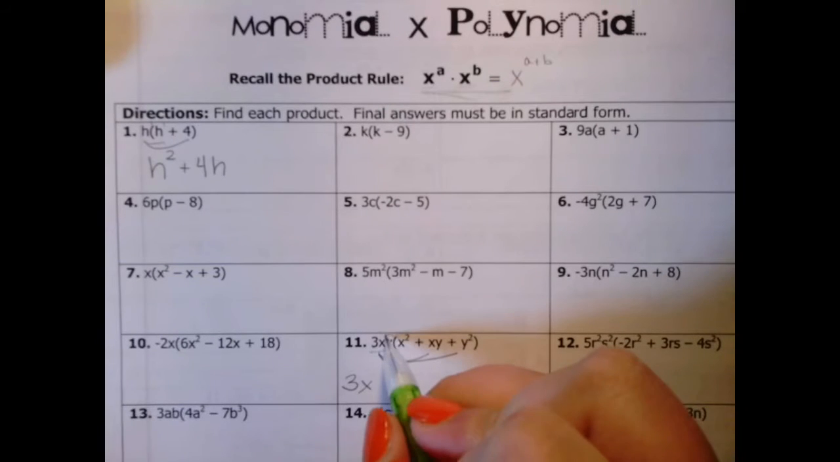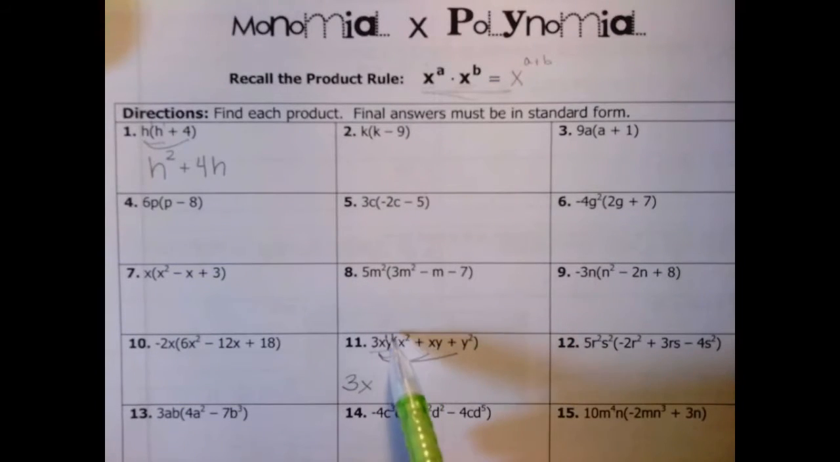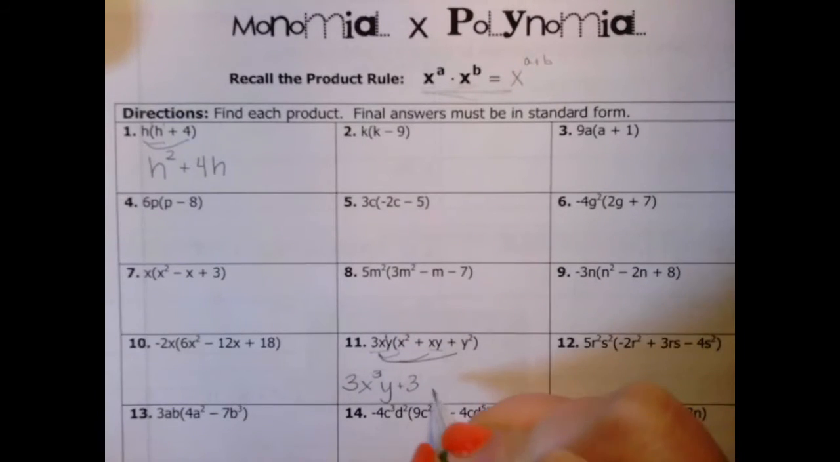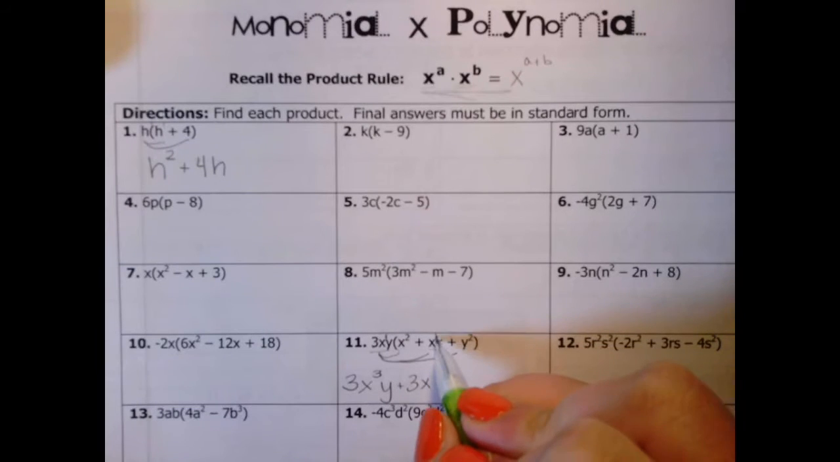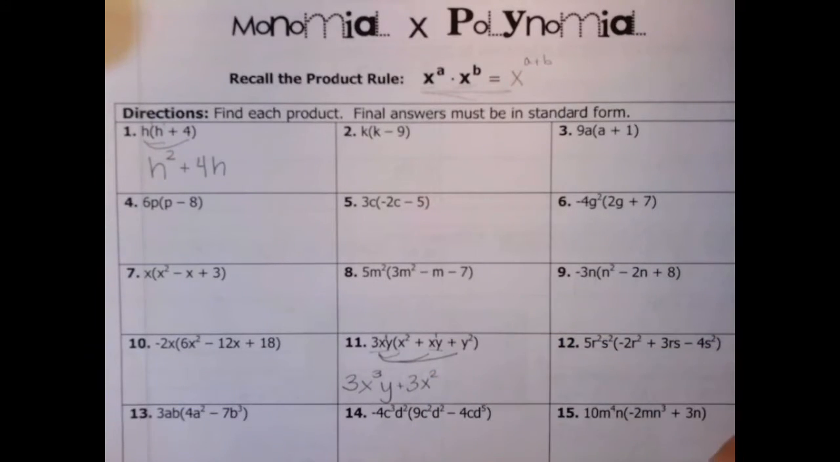So if there's no exponent there, we assume it's a 1. 2 plus 1 makes that 3. Can't do anything further with my y. Then I'm going to go to my next term. So plus, can't do anything more with the 3. I have two x's, so x times x, keep my base. 1 plus 1 in my exponent makes that 2. And then y times y, keep my base, add my exponents, making that 2.